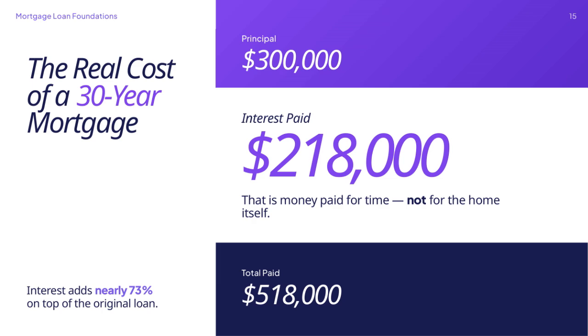So, the total amount paid over the life of the loan adds up to roughly $518,000. It's important to understand that this extra money is essentially the cost of borrowing. You're paying for the time you get to use the money, not just for the house itself. This is why knowing how mortgages work can really help you make informed decisions about your home financing.